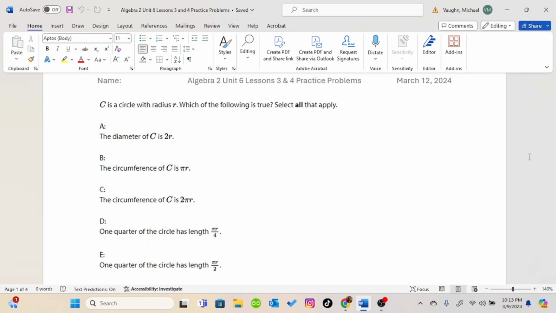Welcome to Algebra 2, Unit 6, Lessons 3 and 4 Practice Problems. Before we can start on this first problem, we need to look at some terminology.